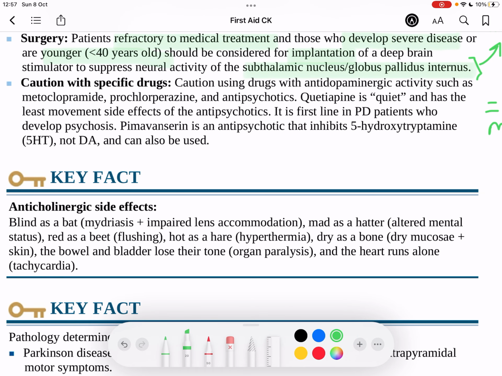Just a caution with specific drugs. So any drugs that have got anti-dopaminergic activity, such as metoclopramide, prochlorperazine, or some of the typical antipsychotics, we should try and avoid in these patients because it's going to worsen the motor symptoms. I've already mentioned we can give quetiapine, which is an antipsychotic that has got very little motor side effects. Also, something called pimavanserin is an antipsychotic that inhibits 5-HT, aka serotonin, not dopamine, and that again is going to have less motor side effects.